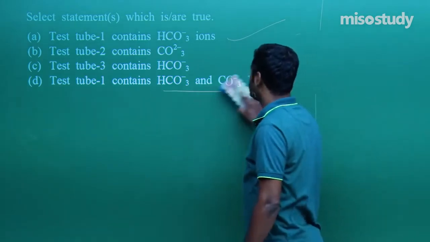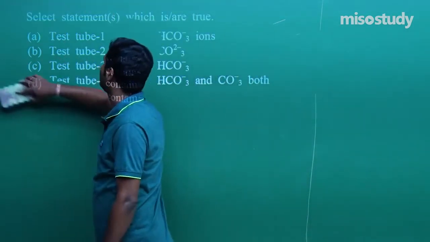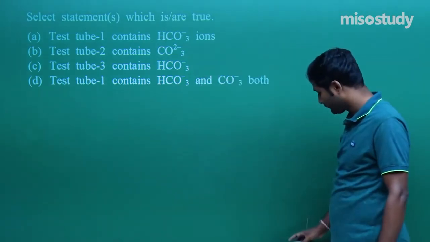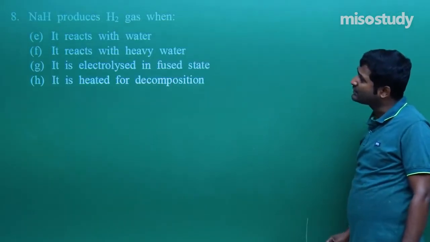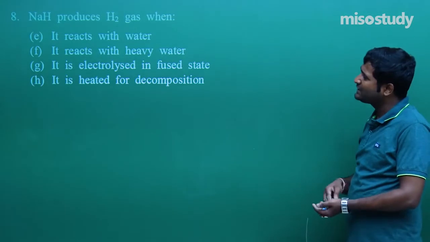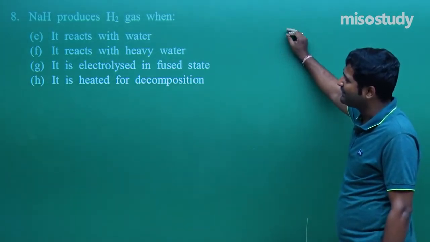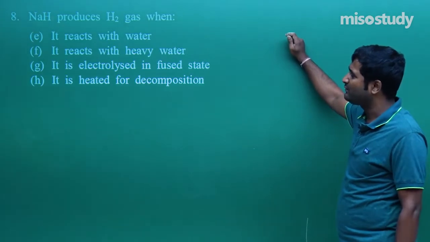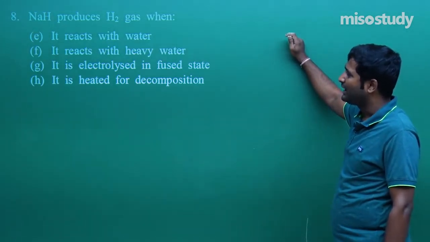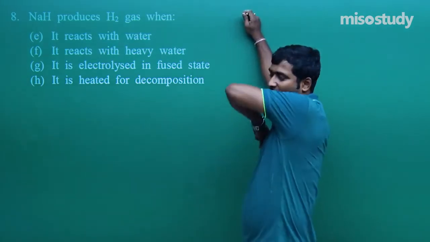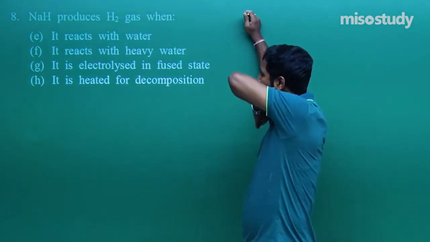Now I'm going to rub this part, friend, and we'll discuss the next question. Wait for a moment, give me a few seconds. Now let's move to the next one. NaH produces H2 gas when? NaH, that is sodium hydride, gives H2 gas when it reacts with water, that is a simple question. That is NaOH plus H2. If it reacts with heavy water, it gives not H2, it gives D2.